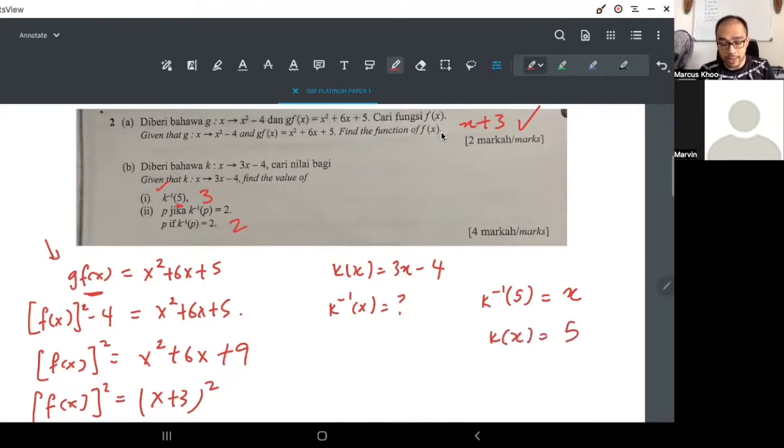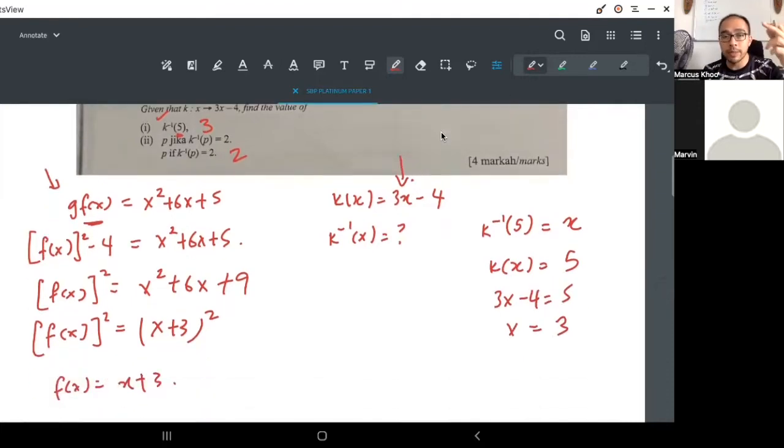So I can find this one. 3x minus 4 equals 5, and I will get x equals 3. The same thing, I can also work it that way. Instead of finding the inverse function and then getting x equals 3, this also can. Either way also can.